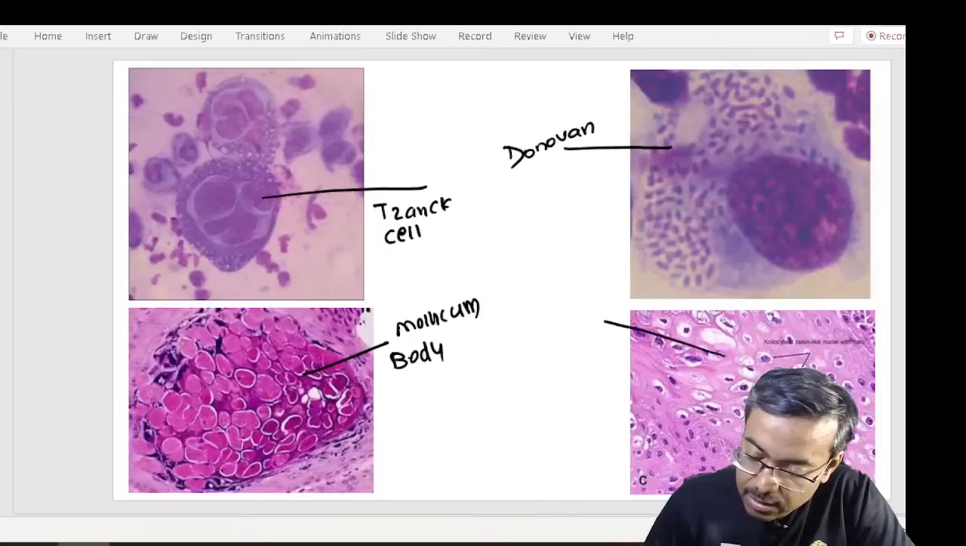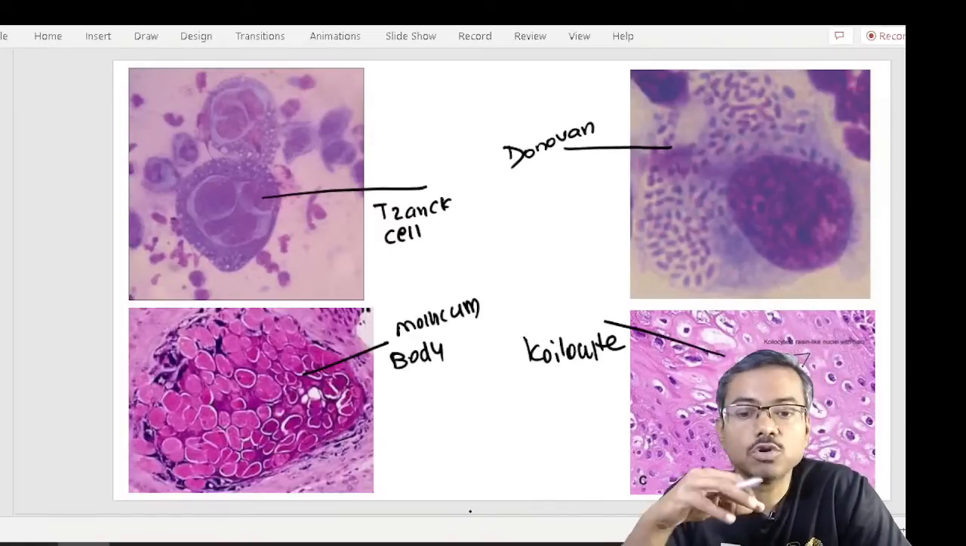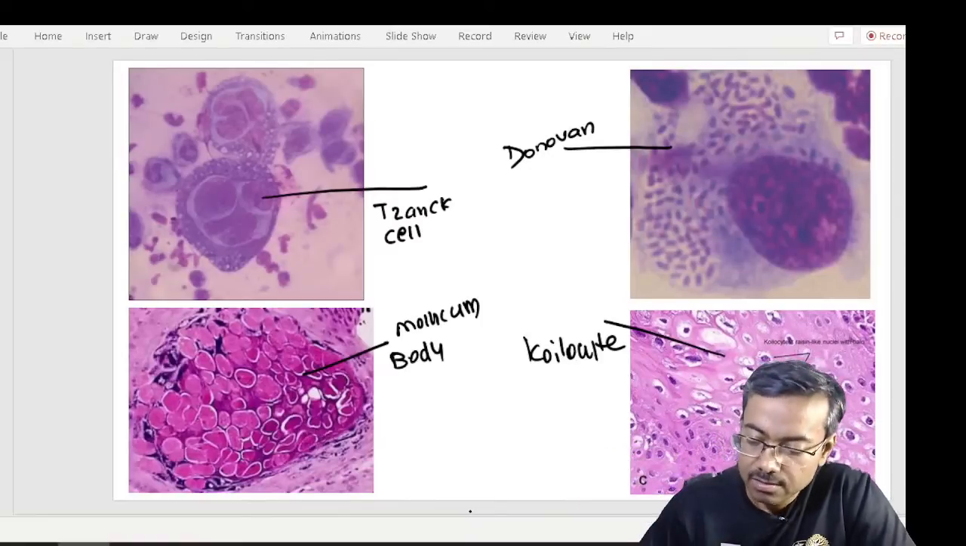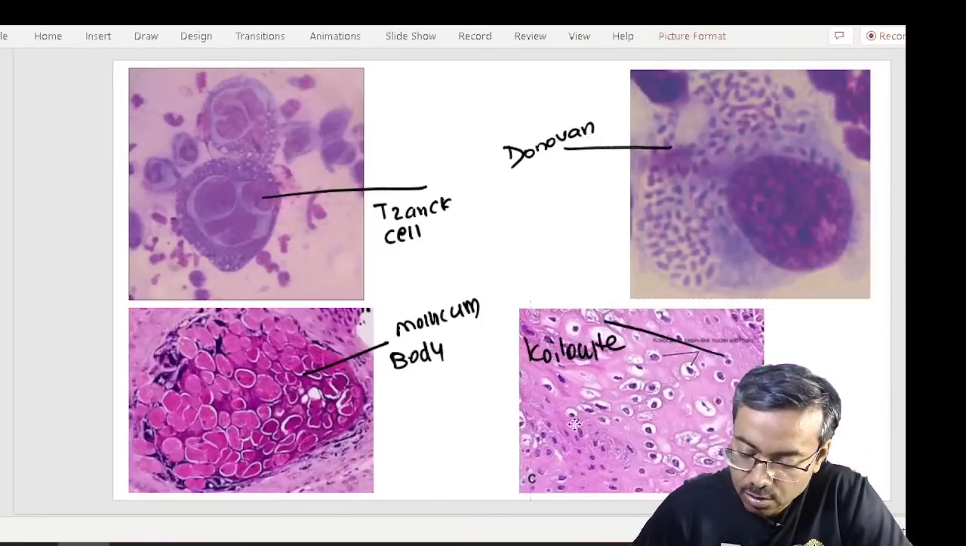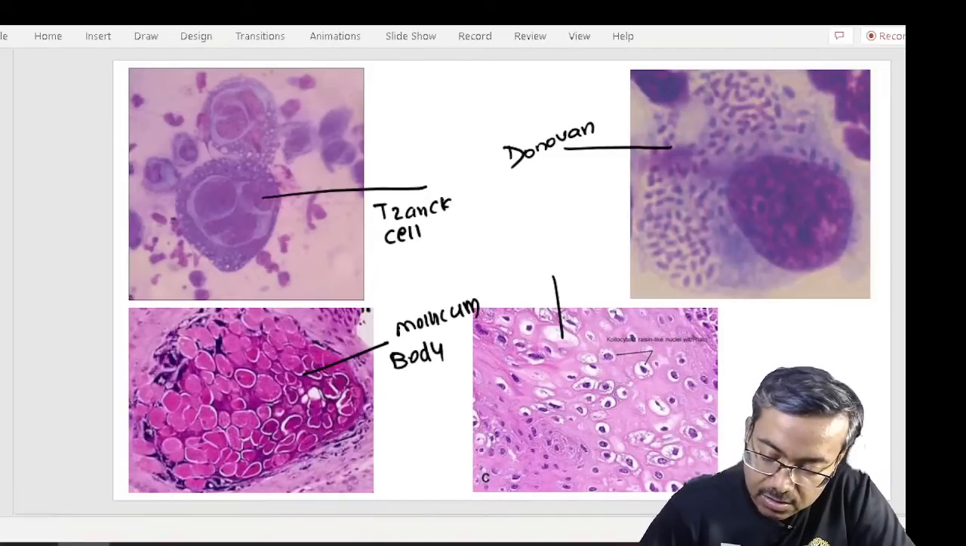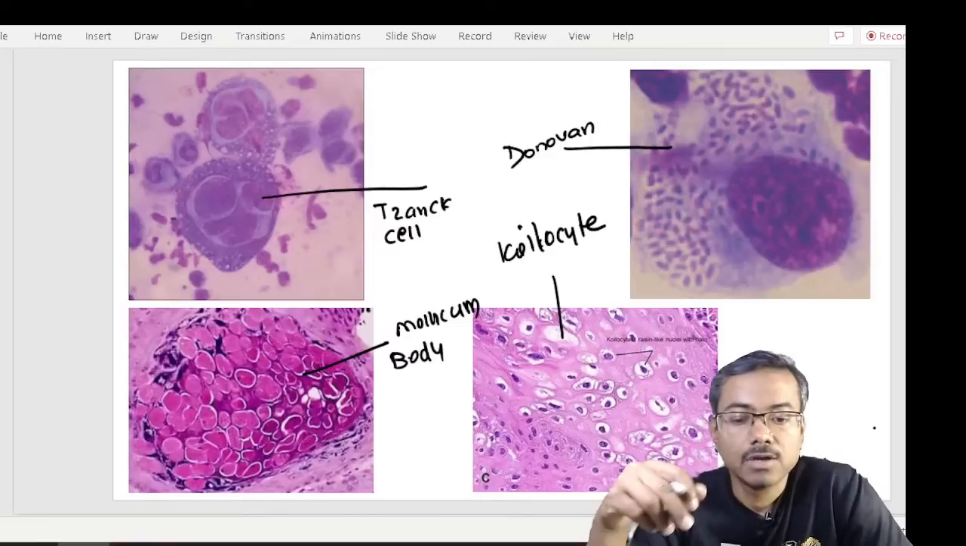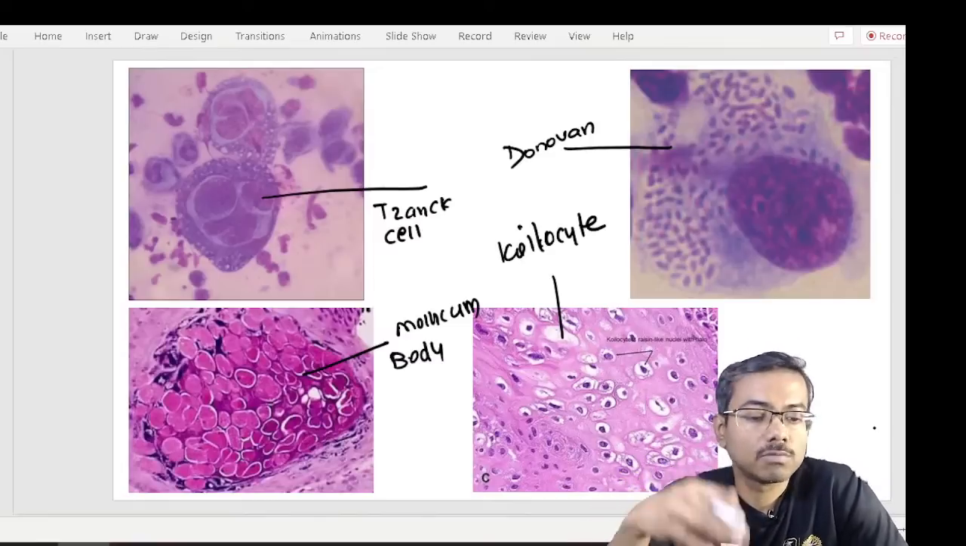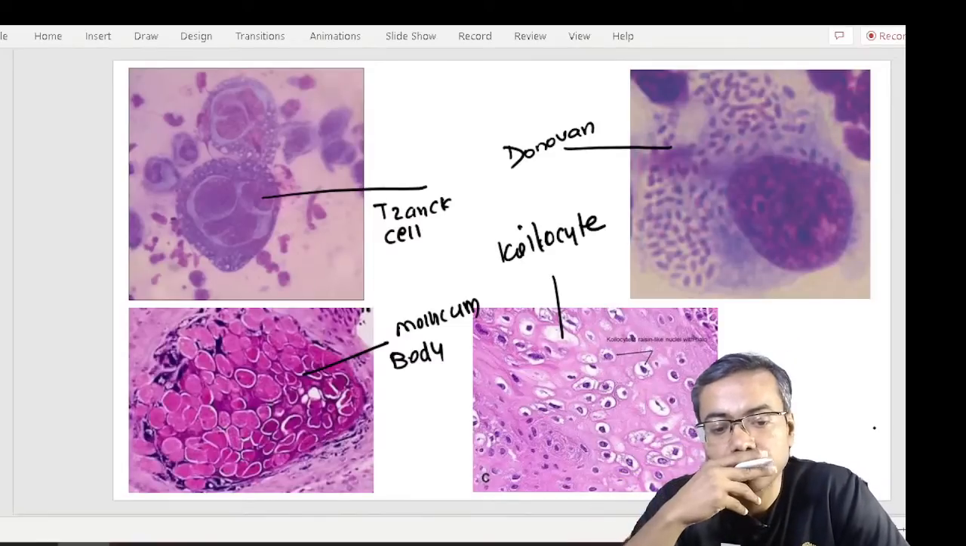And these are perinuclear, so these are koilocytes. So in one slide, I showed you all four. I've just taken it to one side so that you can see it well. These are the koilocytes now. Okay, so that is the four HP bodies and Donovan and Tzanck that you want to know.